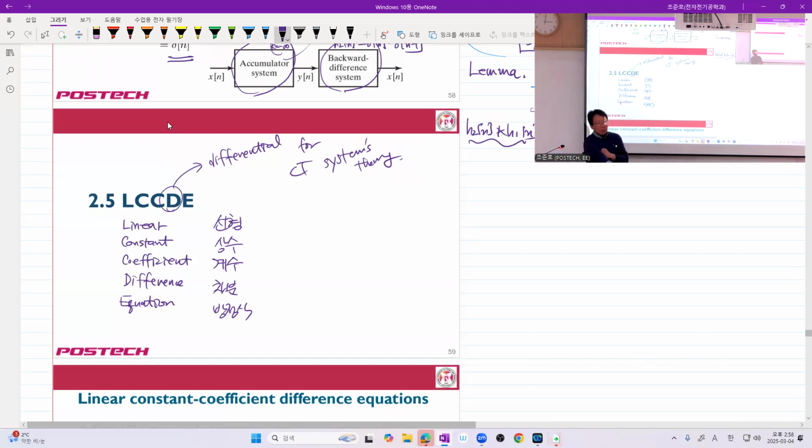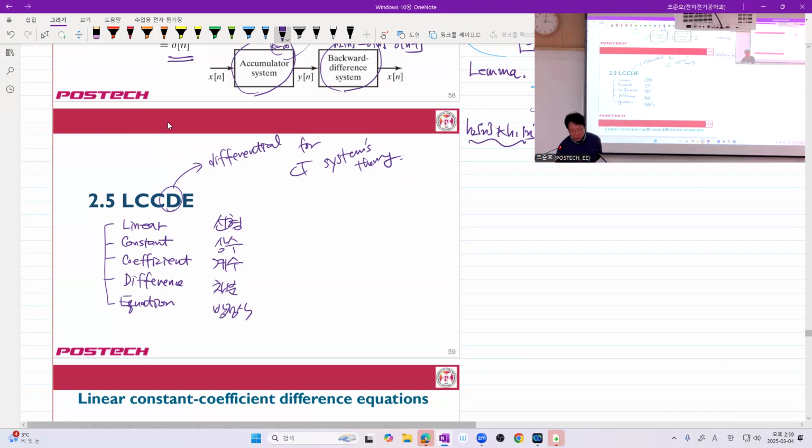By the way, be careful. Oppenheim, the former MIT professor, loves this terminology LCCDE. But some textbooks never use this one. They use some different terminology. But anyway, I was taught using Oppenheim's signals and systems and also DSP, so I just got acquainted with LCCDE.